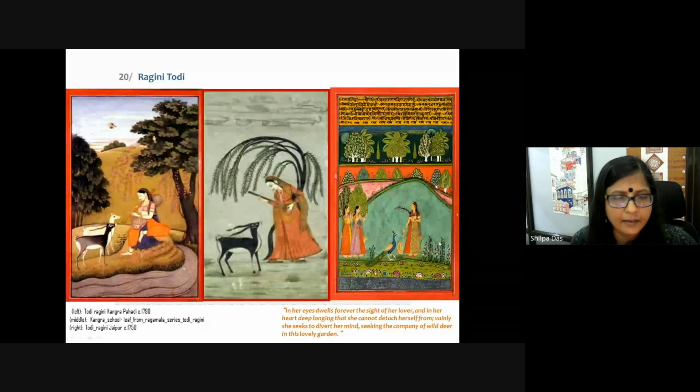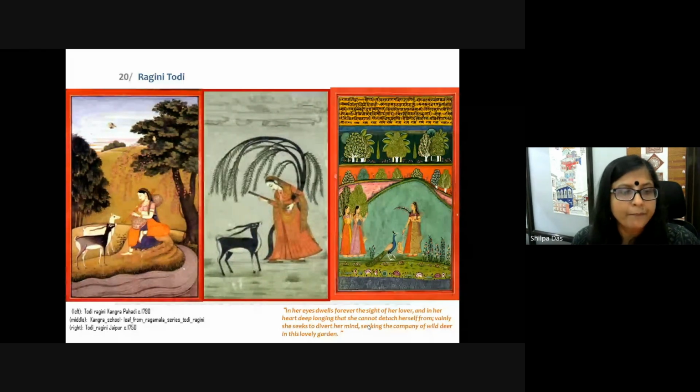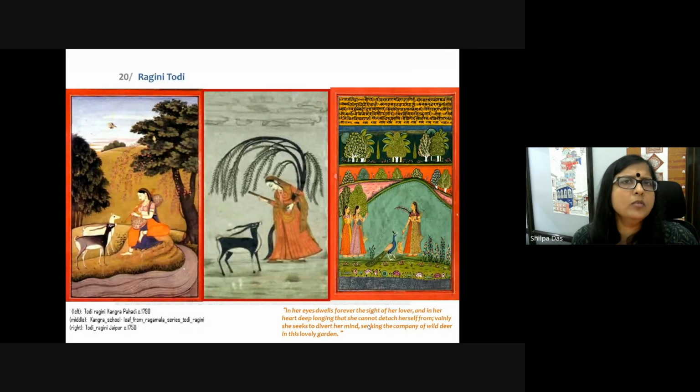As you can see, there are three different paintings that I have put on the slide. You can see the verse at the bottom from the poem, which is describing Todi. So, Todi is the second wife of Rag Hindol, and she's among the most identifiable of Ragmalas.